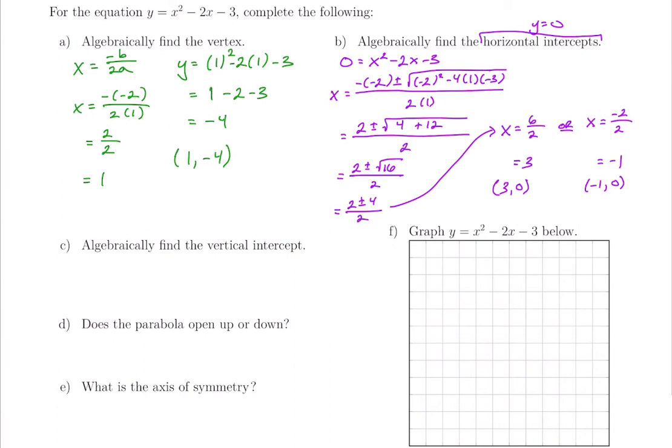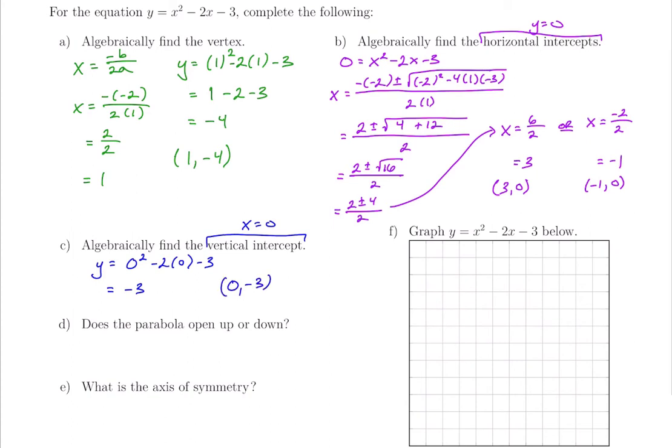In part C, we now need to algebraically find the vertical intercept. The vertical intercept is also called the y-intercept, and we find the y-intercept by making x equal to 0. So taking our original equation and substituting 0 for the x's, we end up with y equals 0 squared minus 2 times 0 minus 3. 0 squared is 0, negative 2 times 0 is 0, so 0 minus 3 is negative 3. Giving us a vertical intercept or a y-intercept at 0, negative 3.